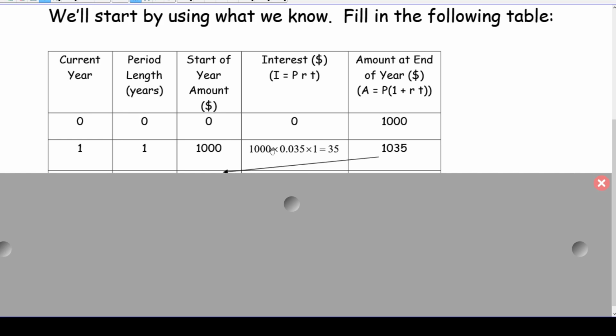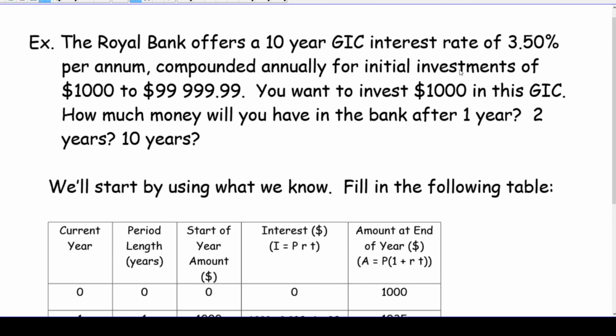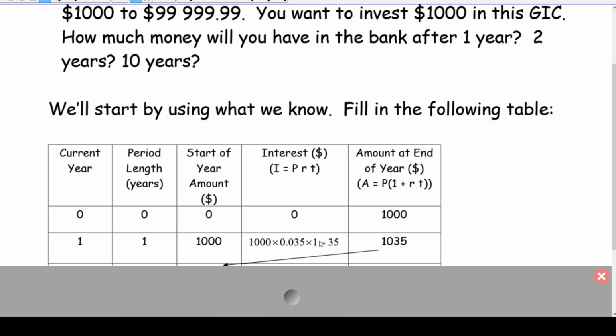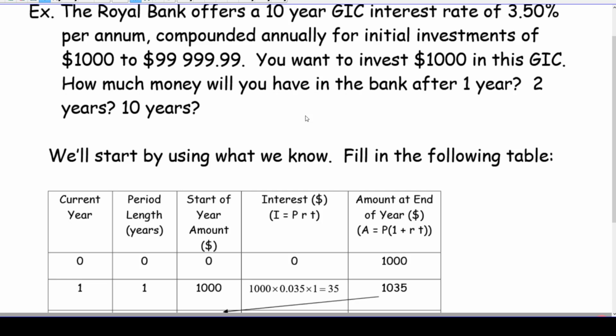What do we have as interest at the end of the year? Well, we're going to use our PRT formula from our simple interest equation. So 1,000 is our principal. 0.035, and just a reminder of where that came from, it is a 3.5% per annum investment. So 0.035 is just this number divided by 100. Times 1. Now, why is it multiplied by 1? Because now we have to get into explaining a little bit what the word compounded means. So see how it says compounded annually here?